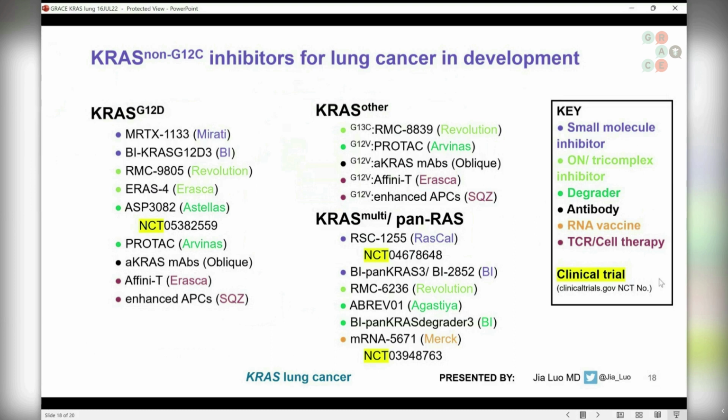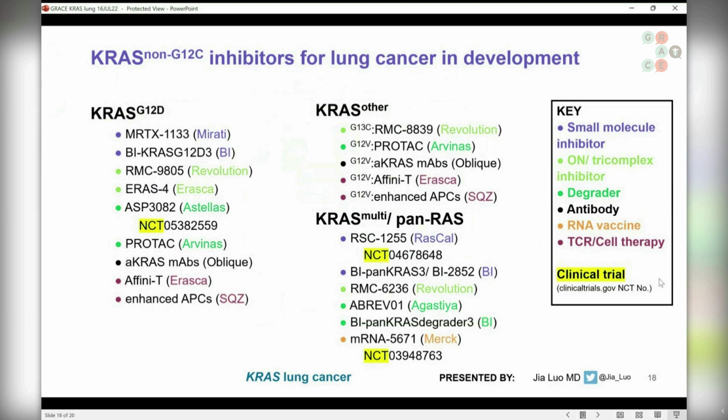You can see KRAS G12D, G13C, V. There are all these KRAS multi or pan-RAS inhibitors, so medicines that target other subtypes of KRAS lung cancer. And I've just color-coded them based on the many different ways that we're thinking about targeting KRAS lung cancer. So not just a sotorasib-like approach, but other completely different medicines that include those that induce new protein-protein interactions and activate the immune system. And so this is a very exciting and bright field, and we're very excited for the next years to come of developing new effective medicines for KRAS lung cancer.